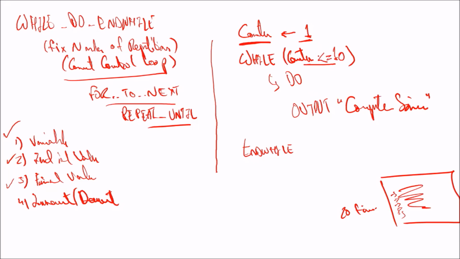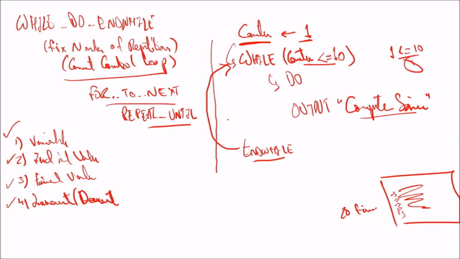If counter is 1, it is going to check the loop. Counter is less than or equal to 10, and 1 is less than or equal to 10. It is true. It will go inside the loop, print, go to end while and go back to the loop. Now, where is the increment? Did we change it?